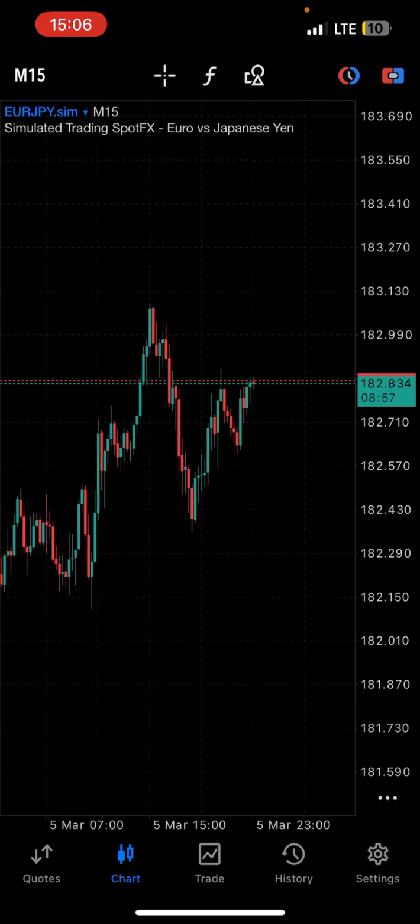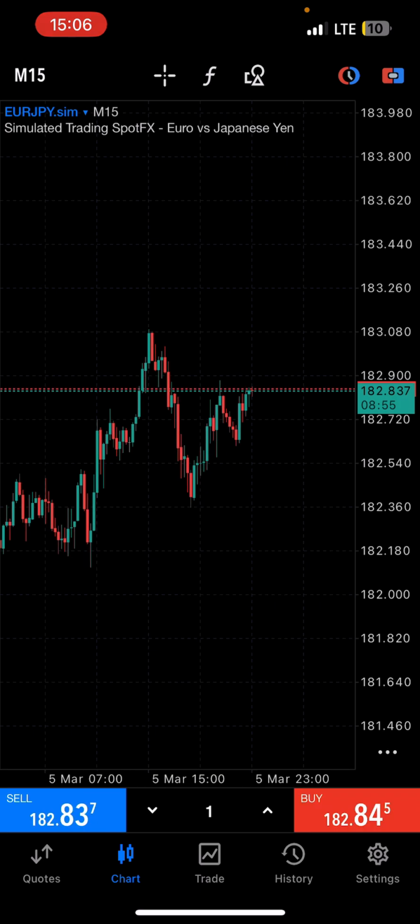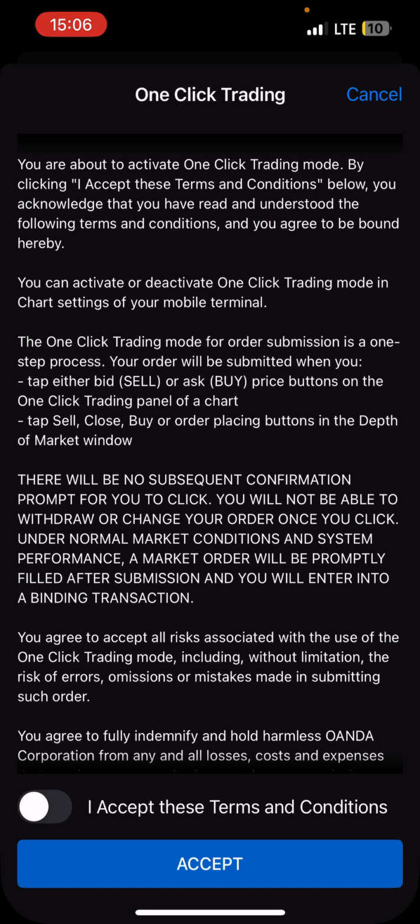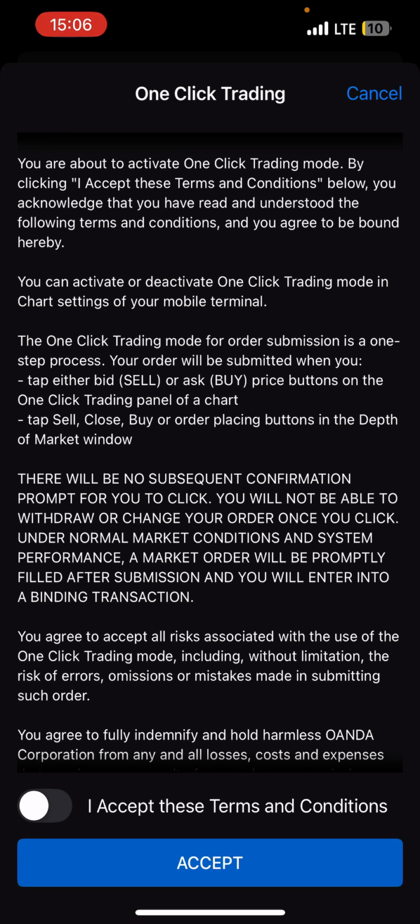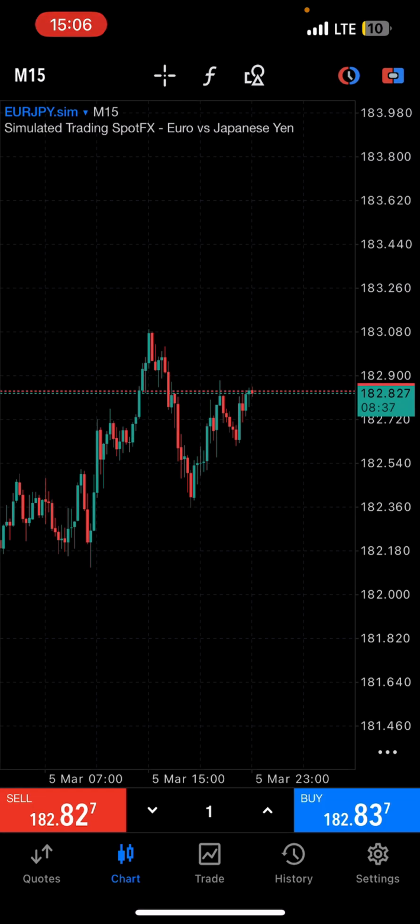Now, at the chart, it enables us to essentially place a trade at the click of a button, right? If we see that it's a good opportunity to get in, we can go ahead and just click buy, right? Now, when you open up a brand new account, MetaTrader is always going to give you this. And all it is is the terms and conditions, accept and move on.